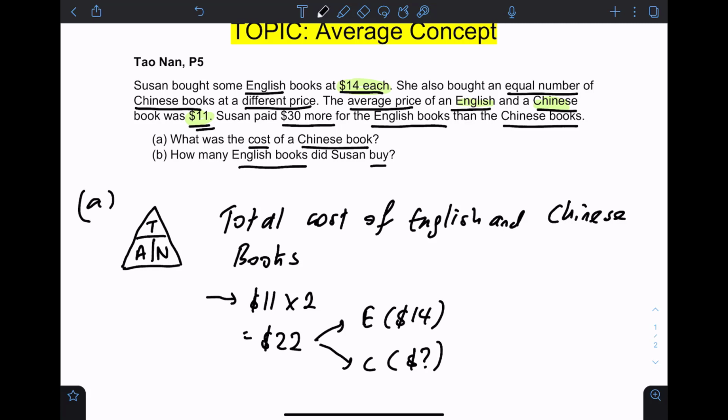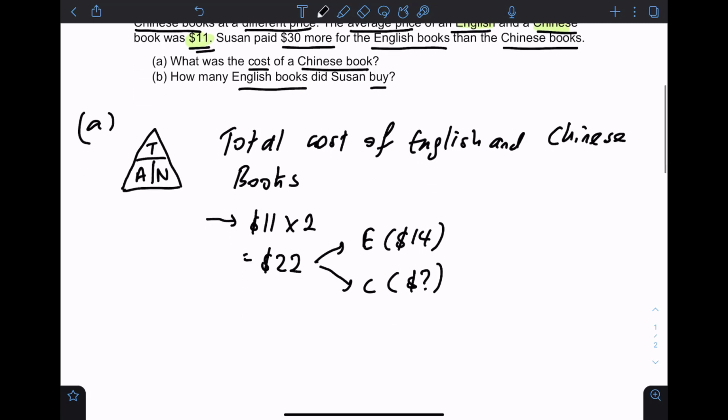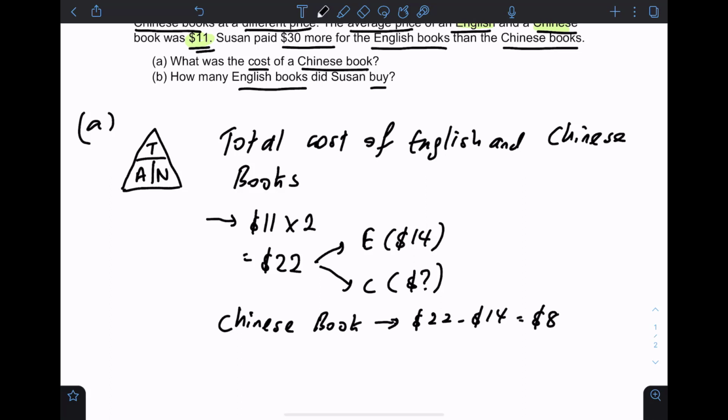Alright, bear in mind the total is $22. So the Chinese book will be a bit cheaper, right? Okay, because it's just $22 minus $14, so $8 here for the Chinese book. This is the final answer for part A, okay?